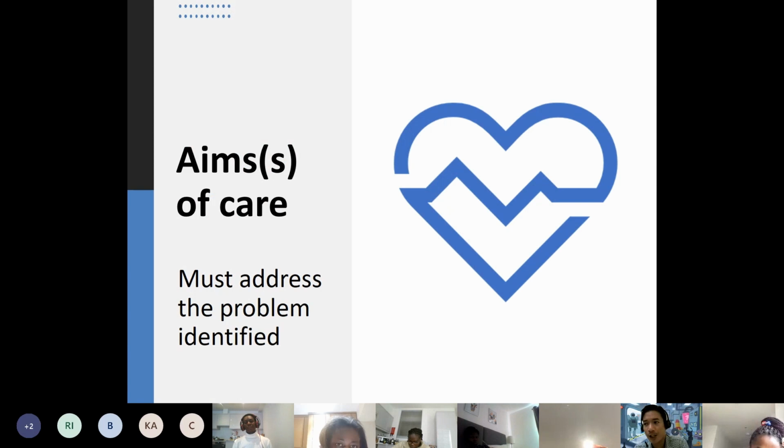So the aim of care must address the problem. A classic example is, say the problem that you've identified is pain. Definitely the aim of care is not for shortness of breath. Okay, simple. Make sure it answers the problem.